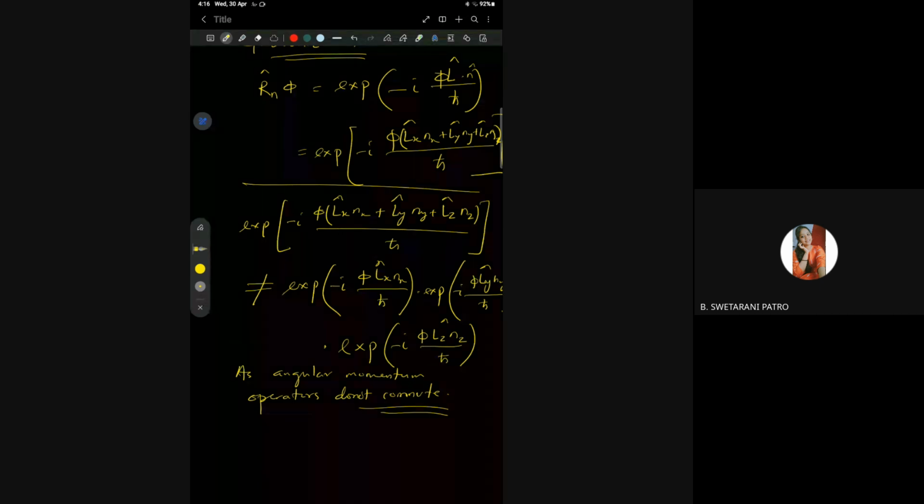Next is, I guess this already has been taught in quantum mechanics 1. J, the total angular momentum, is equal to L plus S.